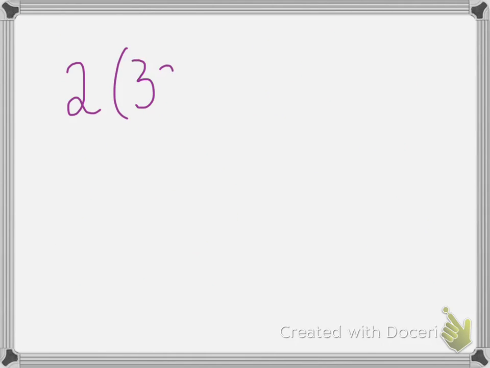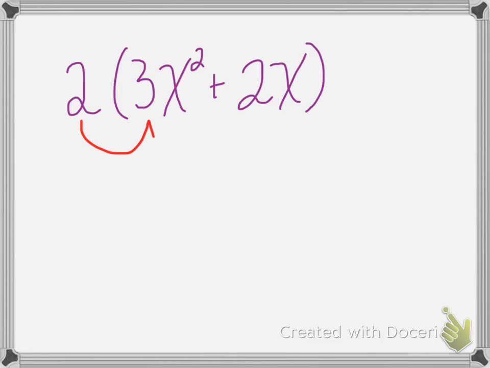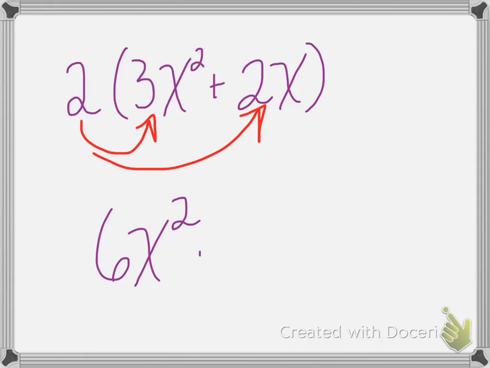So let's do an example. We have 2 multiplied by 3x squared plus 2x. So now we have some brackets or parentheses there. The 2 is going to have to work its way through the parentheses. So 2 times 3x squared and 2 times 2x. 2 times 3 is going to be 6x squared. 2 times 2x is going to be 4x.